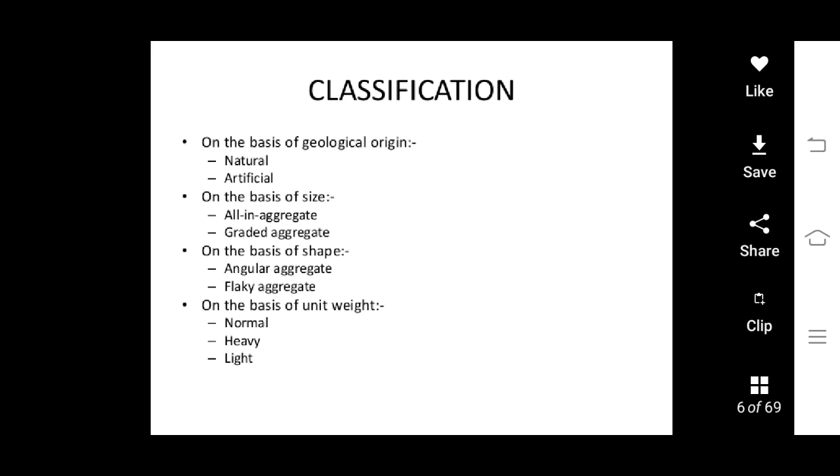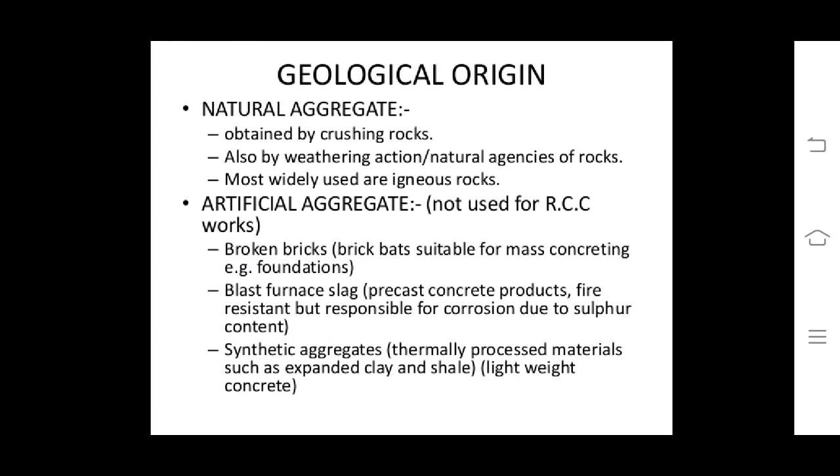On basis of size there are all-in aggregates and graded aggregates. On basis of shape of aggregate it is angular aggregate and flaky aggregates. And on basis of unit weight there are three categories: normal aggregate, heavy aggregate and lightweight aggregates.